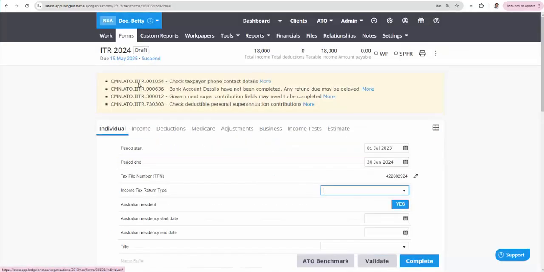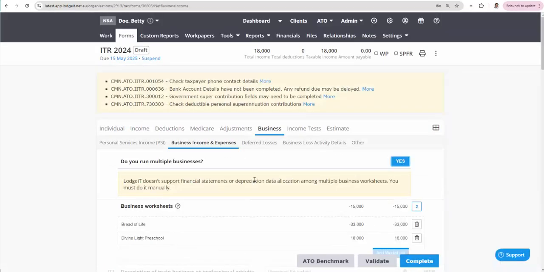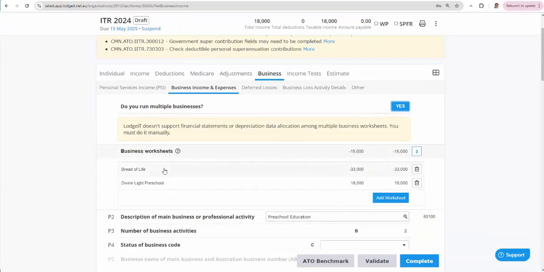So we've got Betty Doe, and Betty Doe in this case has got a business. Well, she's actually got two businesses. Her first business is Bread of Life, and the second one is Divine Light Preschool. You'll notice that overall there's a loss from the two businesses, a $15,000 loss.